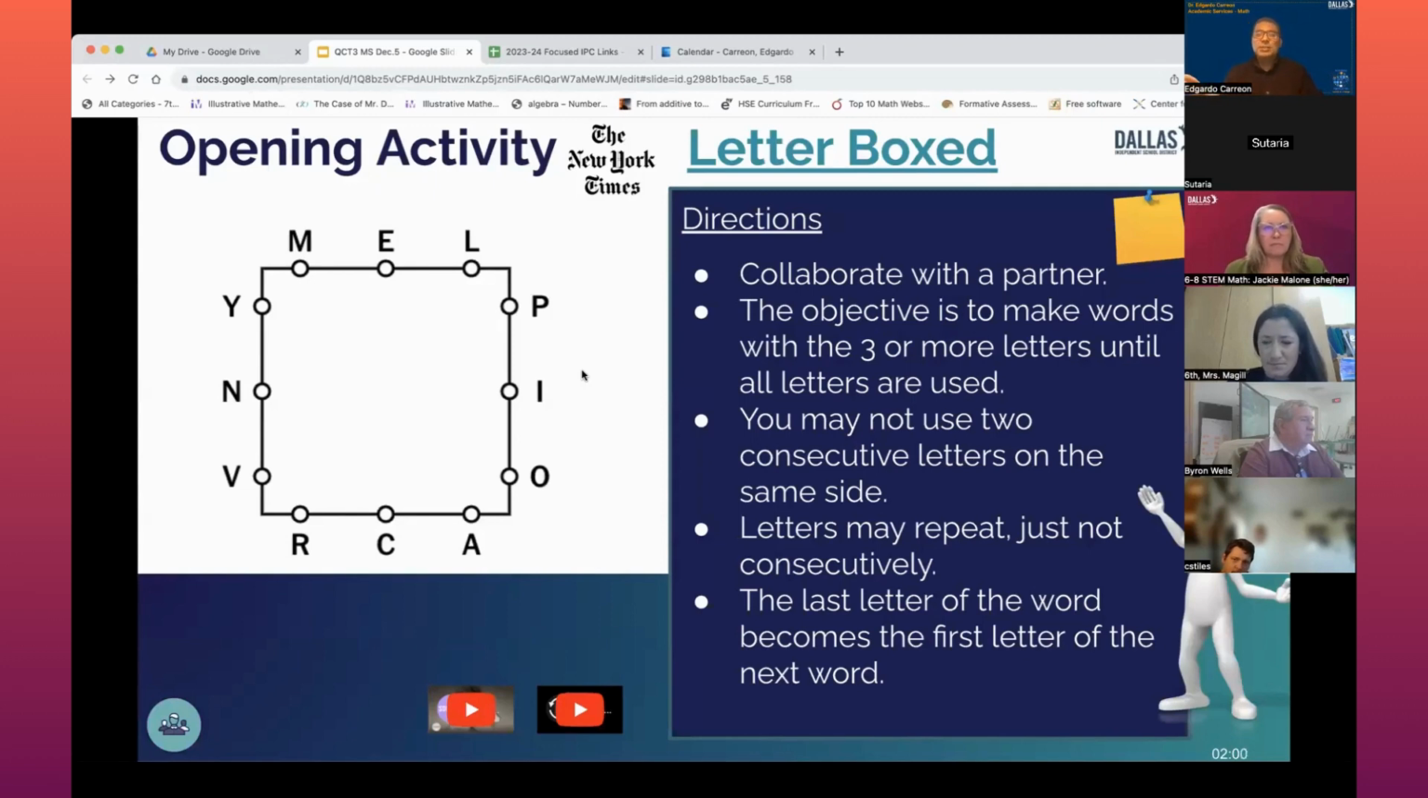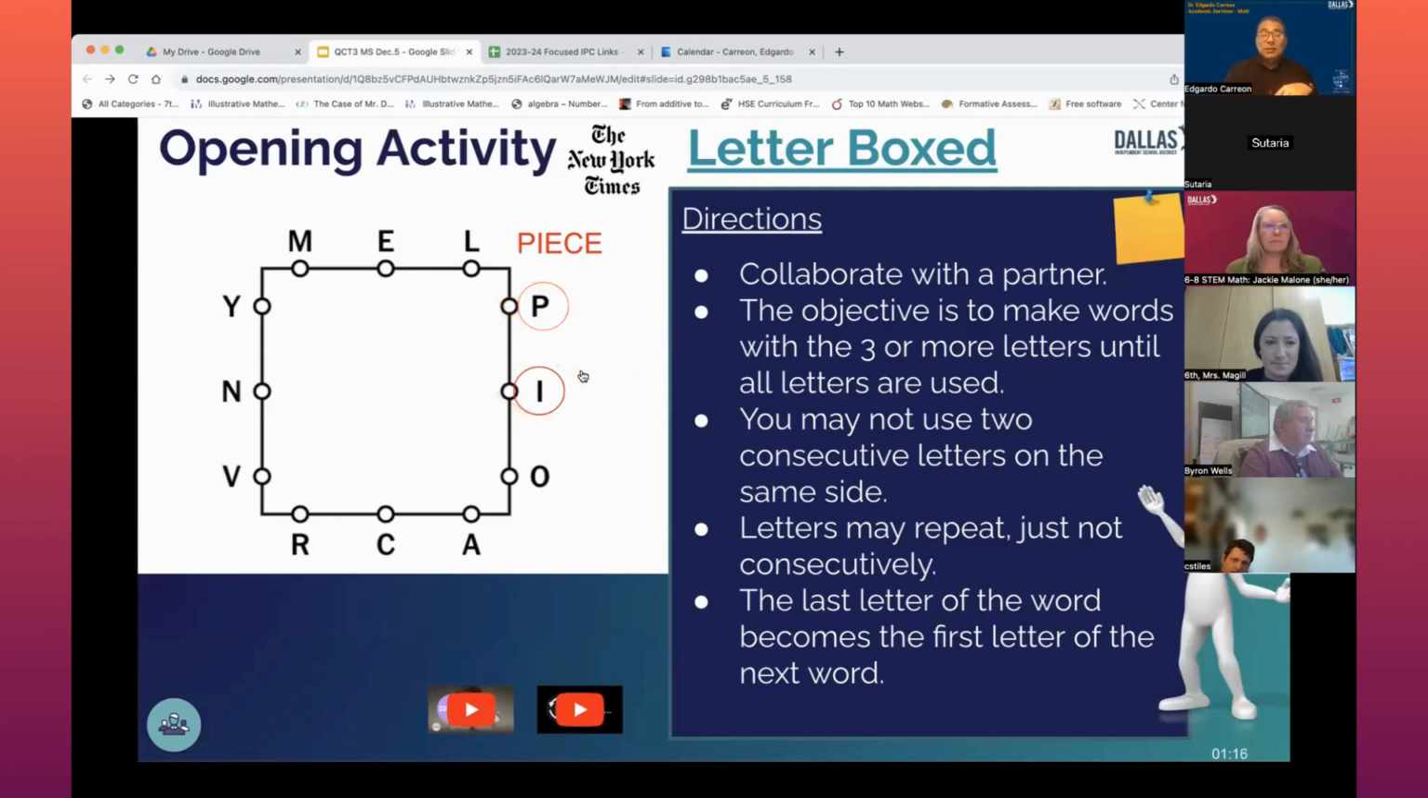Now, there are some restrictions on this activity. You may not use 2 consecutive letters, okay, on the same side. Let me show you one example. For instance, if I have the word peas, I cannot use the letters P and I because they are on the same side of the square. So you cannot make that word that way. The letters may repeat, but not in a consecutive way. And keep in mind that the last letter of the word is going to be the first letter for the following word.